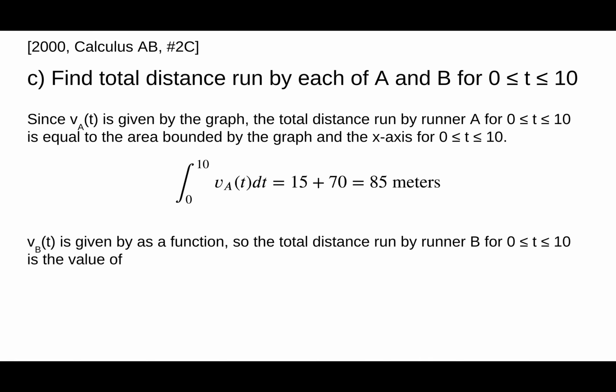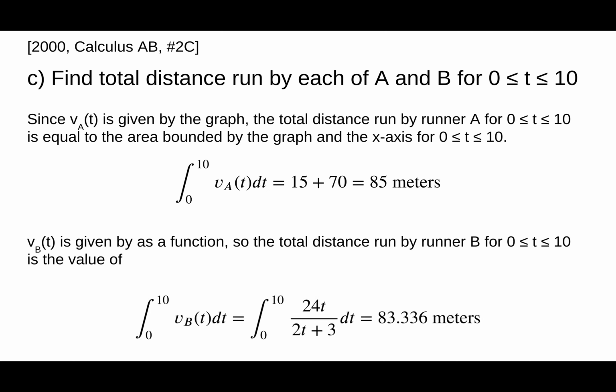Likewise, since the velocity of runner B is given by the function, we need to find the total distance run by runner B by integrating that function from 0 to t equals 10. So we're going to have to integrate VB of t from 0 to 10. This is a calculator active question, so I would recommend doing this using a calculator. You may find it very difficult to do otherwise, but make sure you indicate what calculus you're asking your calculator to do, so you should at least have one of these two functions written down in your response. And then using your calculator to actually come up with the integral, we get about 83.336 meters.